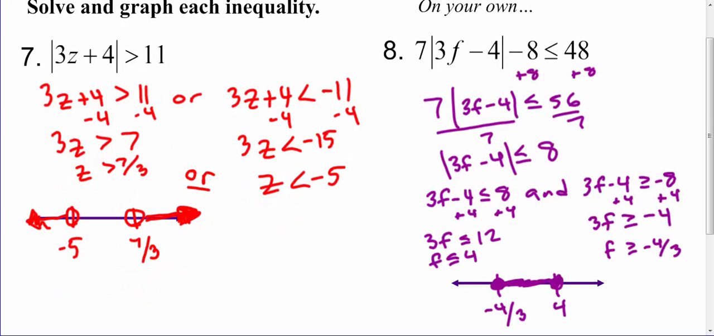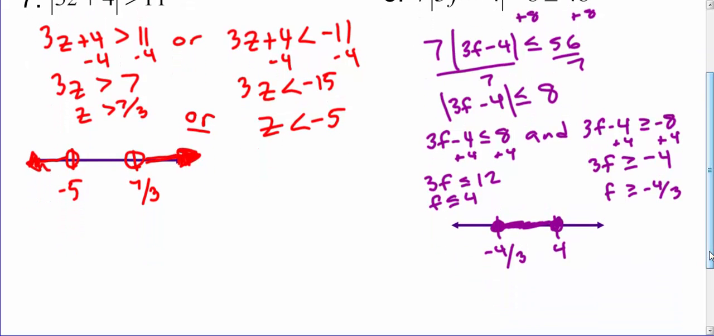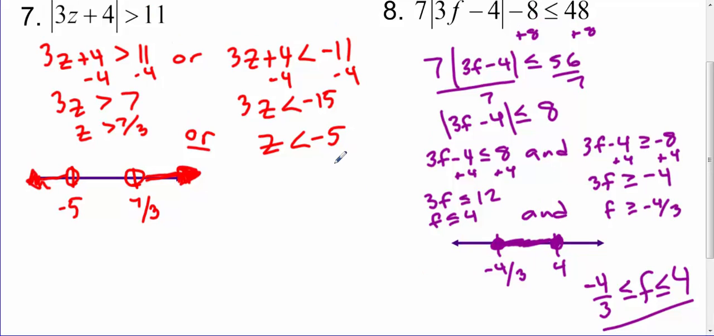All right, welcome back. You can see my work on number 8. And the only thing I didn't do here, looking at it again, is that I did not go ahead and combine the inequality into 1. I should probably do that. So it should be negative 4/3 less than or equal to f less than or equal to 4 would be the best way to write the solution. Although if you wrote it, f is less than or equal to 4 and f is greater than or equal to negative 4/3, that would be okay. All right, so take a look at the work. If you have any questions, bring those to me next class and we'll take a look at it.